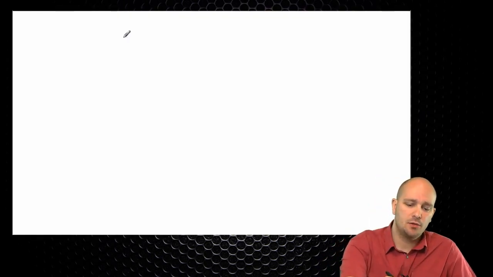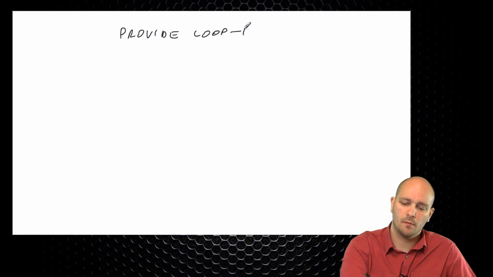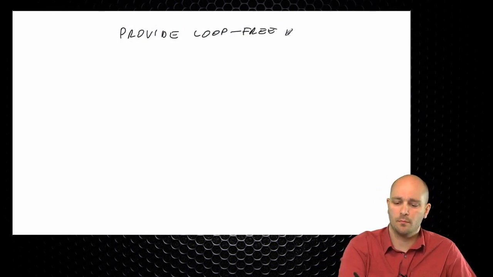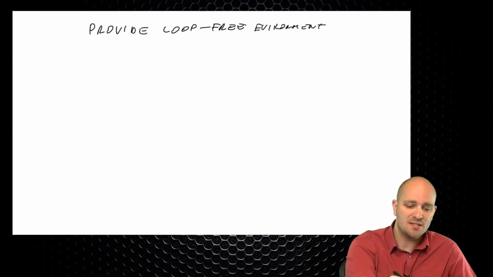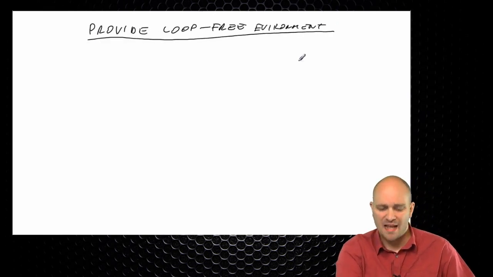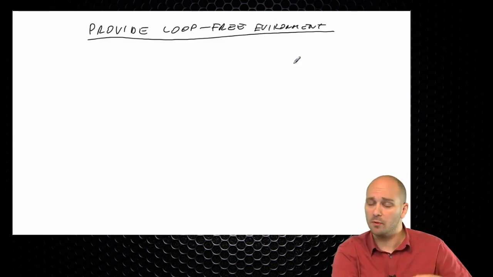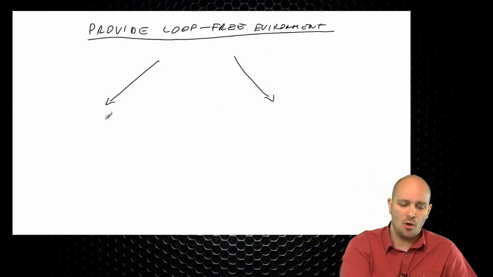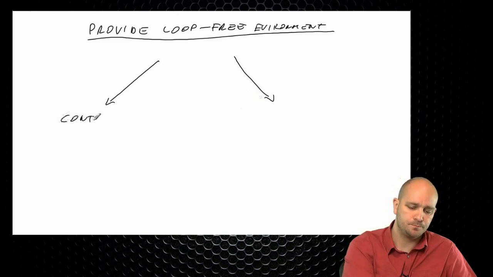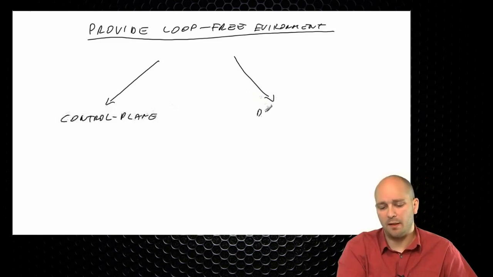The most important thing about redistribution is to provide a loop-free environment. That means that when you are done with your redistribution, you must not have any kind of loops. Now, there are multiple different kinds of loops, and people call them by different names. So I like to divide loops into really two categories. One is control plane loops, and the other is data plane loops.